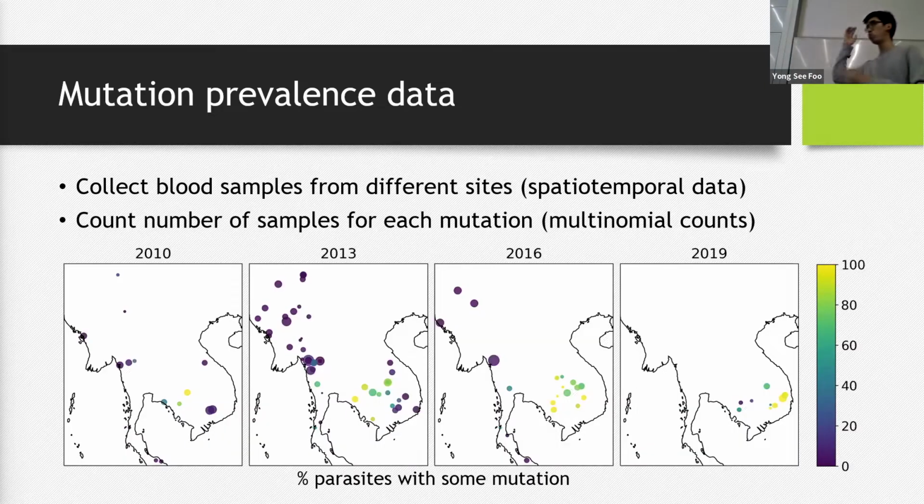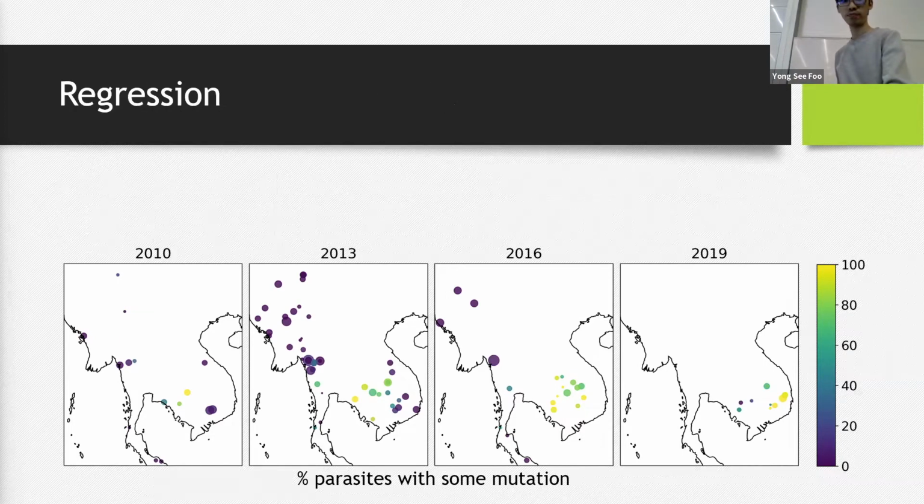So I have data from 2010, 2011, 2012, all the way to 2019. I'm just going to show you 4 years. So you can see that every year they take data from different places. This is Southeast Asia, but they're different villages. The sizes are different because the sample size is different. And sometimes your data is a bit denser, sometimes the data is sparse. Most of the time it's sparse. Hopefully you can tell. And so I've just drawn the percentage of parasites we observe to have some mutation. Now this data is pretty sparse. There's a lot of areas where we don't know what's going on in terms of drug resistant levels.